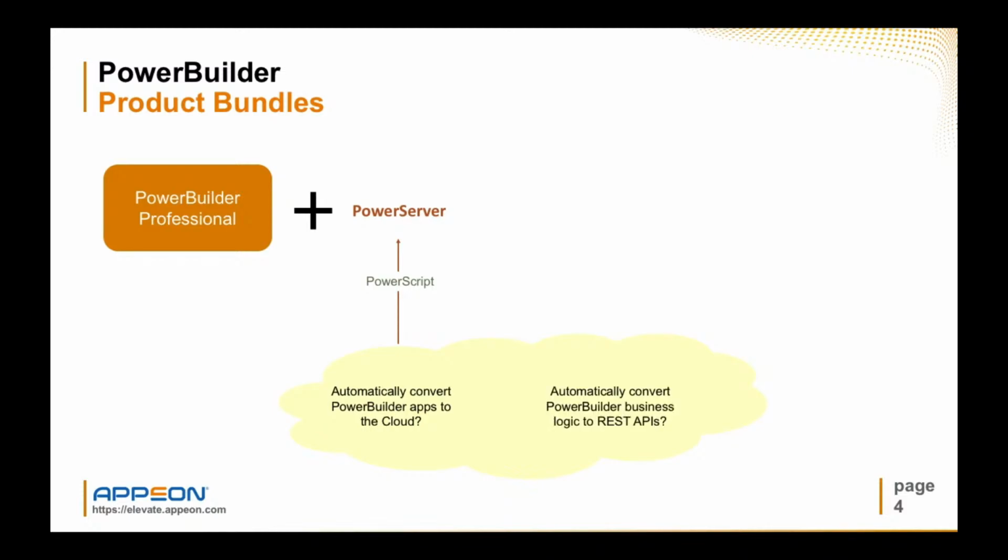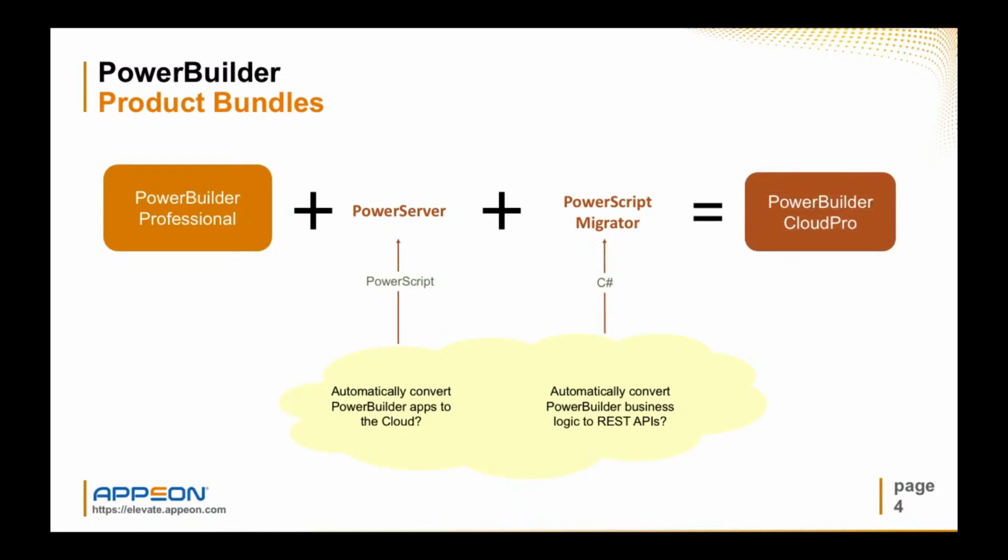If you want to share or expose certain PowerBuilder business logic, I recommend you carefully evaluate the PowerScript migrator. It automatically converts PowerBuilder business logic to C# REST APIs that can be consumed not only by PowerBuilder, but by virtually any UI technology. So, with that said, PowerBuilder Cloud Pro is the whole enchilada, and it gives your existing projects the absolute fastest conversion path to the cloud.